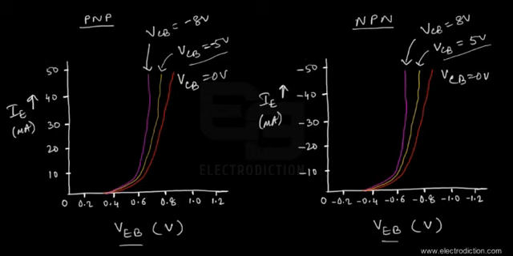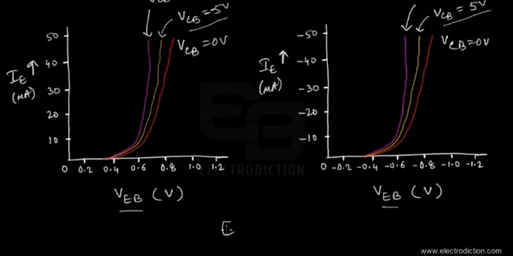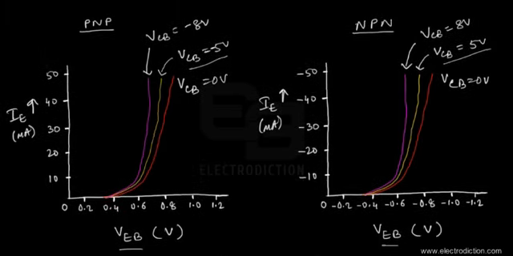This particular effect is due to the early effect that we had discussed in our previous tutorial. What the early effect basically does is decrease the base width under higher reverse bias voltages applied across the collector base junction, in order to increase the concentration gradient in the base section itself, so that more emitter current enters the base readily with a very, very small change of the emitter base forward bias voltage.